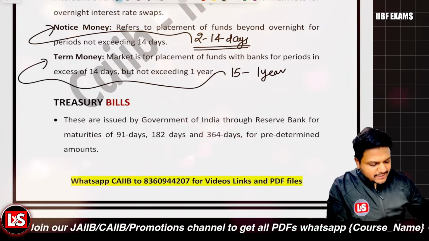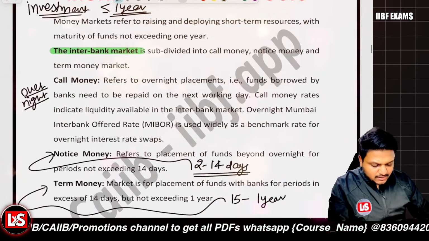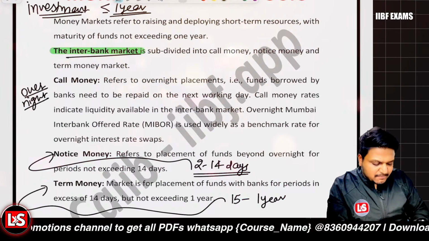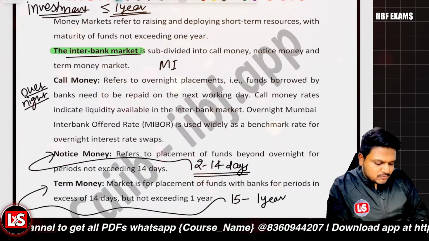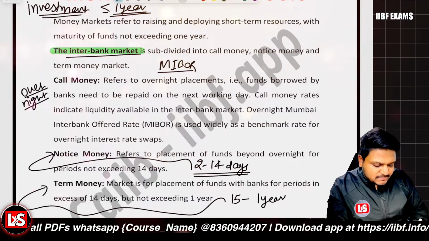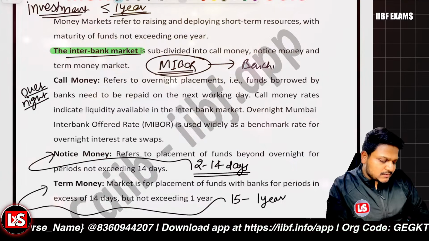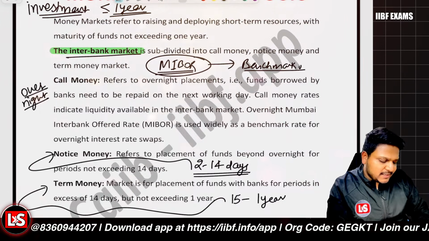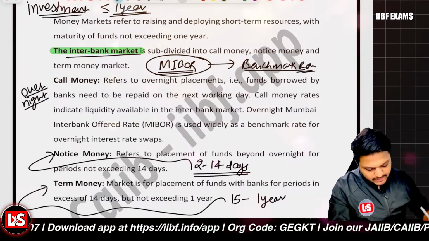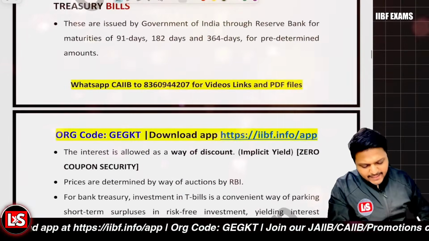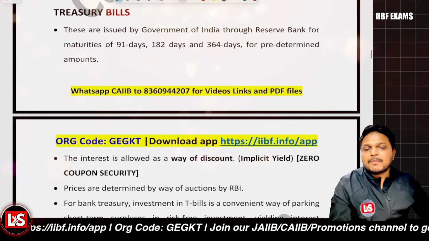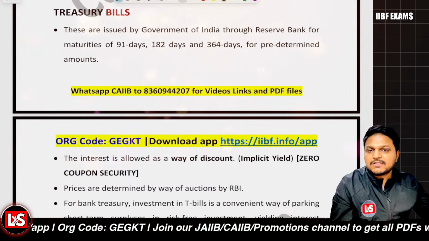And what is the benchmark rate used for the interbank money market? That's basically the MIBOR, the Mumbai Interbank Offer Rate. This is used as the benchmark rate. Clear with it? After that, the next product from the money market where the treasury deals is the treasury bill itself.